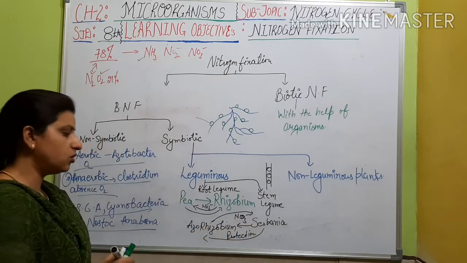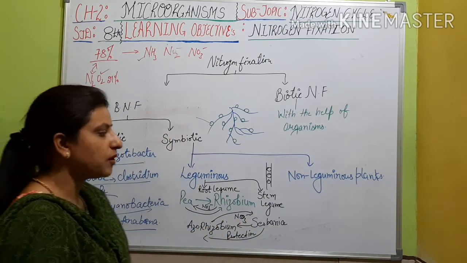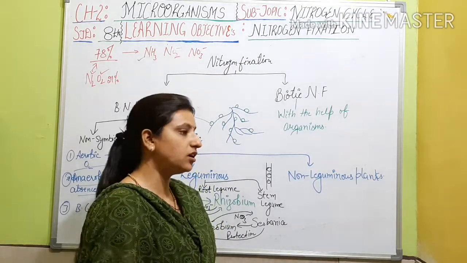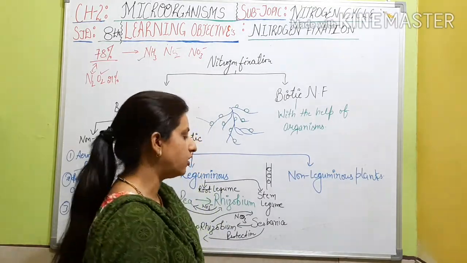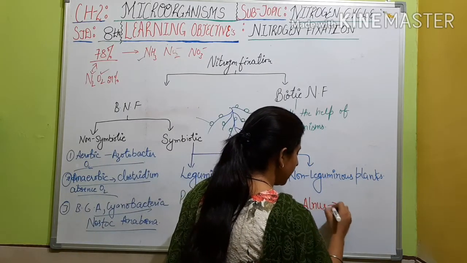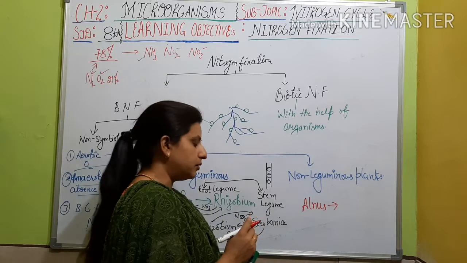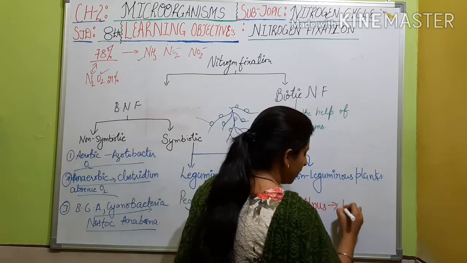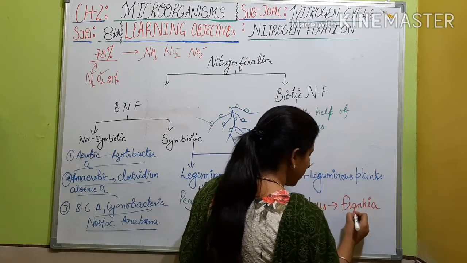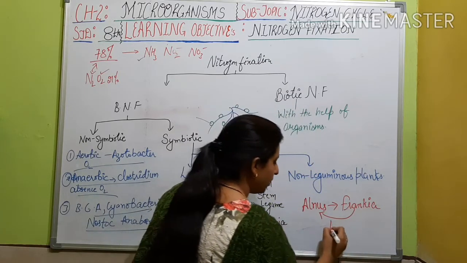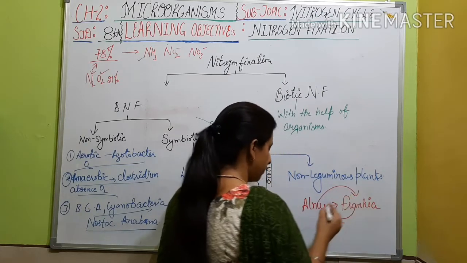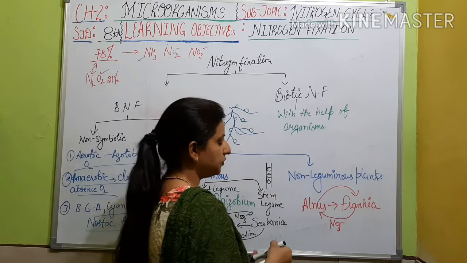to the Azorhizobium. Some non-leguminous plants are also there which also help in fixing the atmospheric nitrogen into the usable form of nitrogen. Here we can take the example of Alnus, and Alnus has the bacterium called Frankia, and this Frankia is fixing ammonia in the form of nitrate, and Alnus will provide protection to the Frankia.